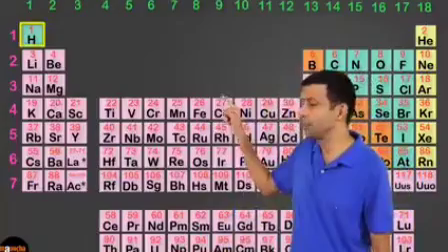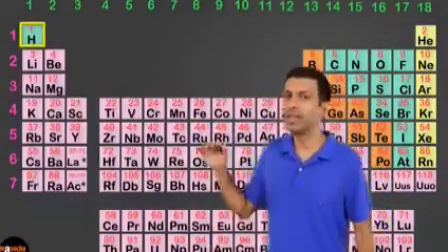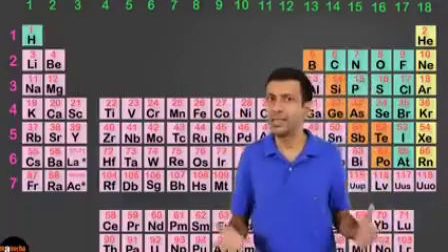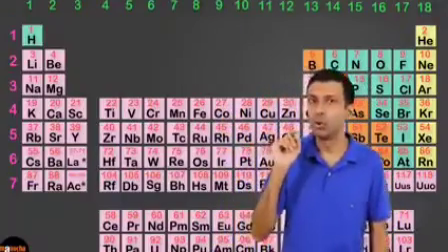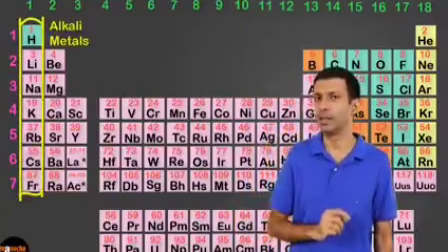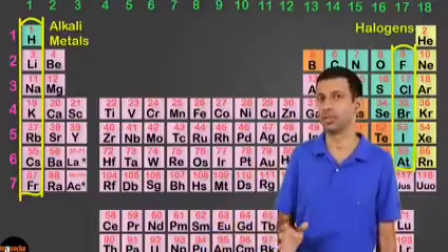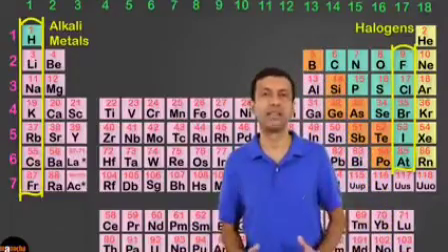Even though hydrogen is placed in group 1, it's given special treatment. Many times it's shown broken off from group 1. Now why is that? Because hydrogen shows properties that are similar to group 1 elements, that is alkali metals, and also group 17 elements, that is halogens. So since it shows properties of both these groups, it's given special treatment.